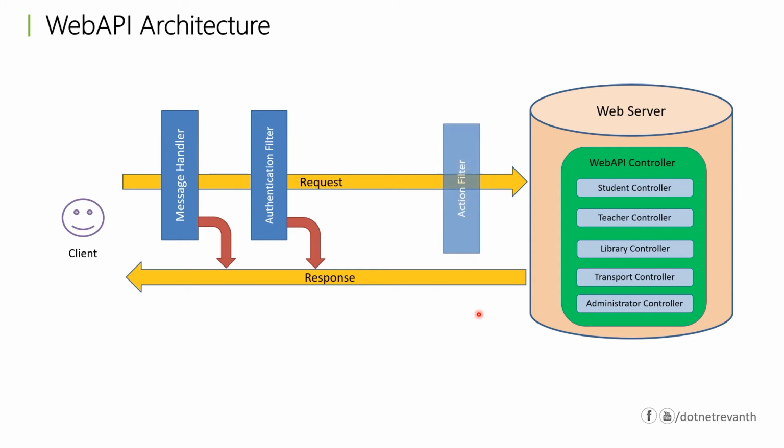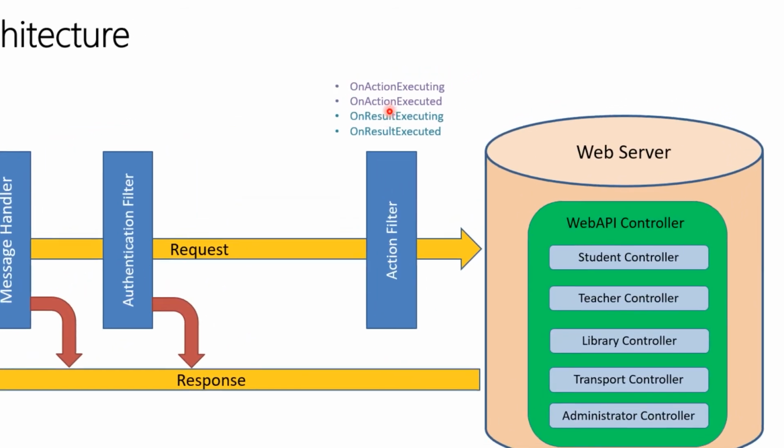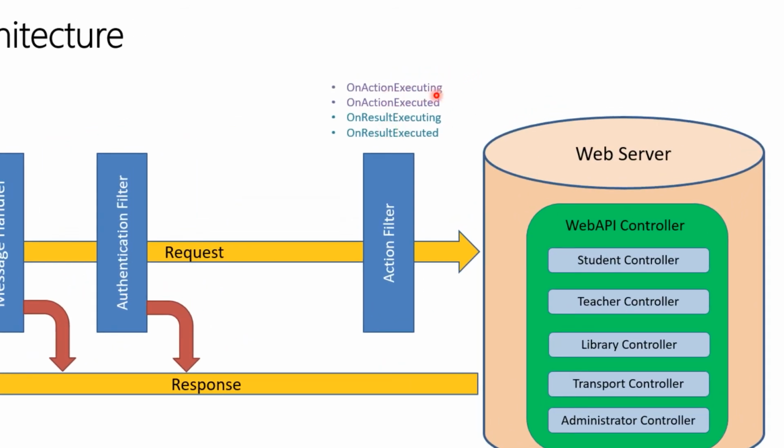Next is the action filter. Action filter is usually used for logging or for timestamps. In action filter, we have different override methods like OnActionExecuting, OnActionExecuted, OnResultExecuting, and OnResultExecuted. So these methods will help before and after execution of action methods when we call the controller. We will discuss more details about these methods when we do programming.